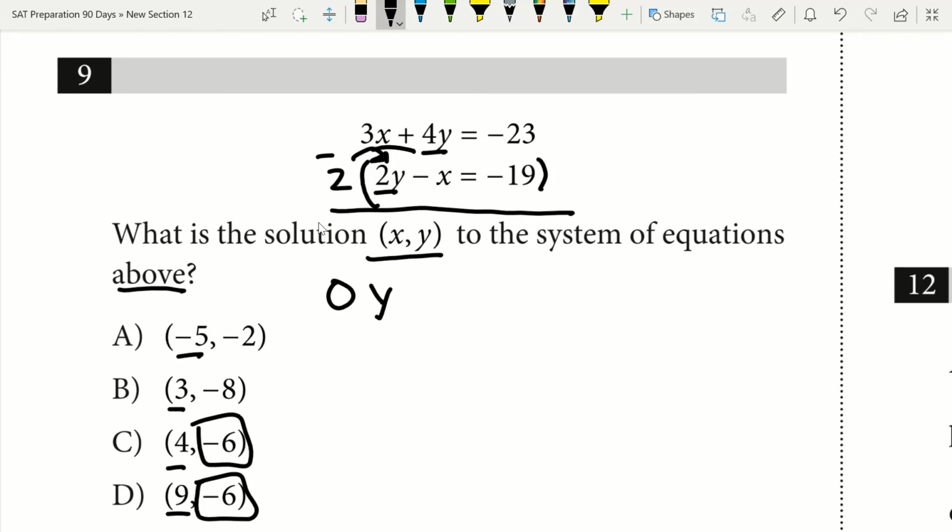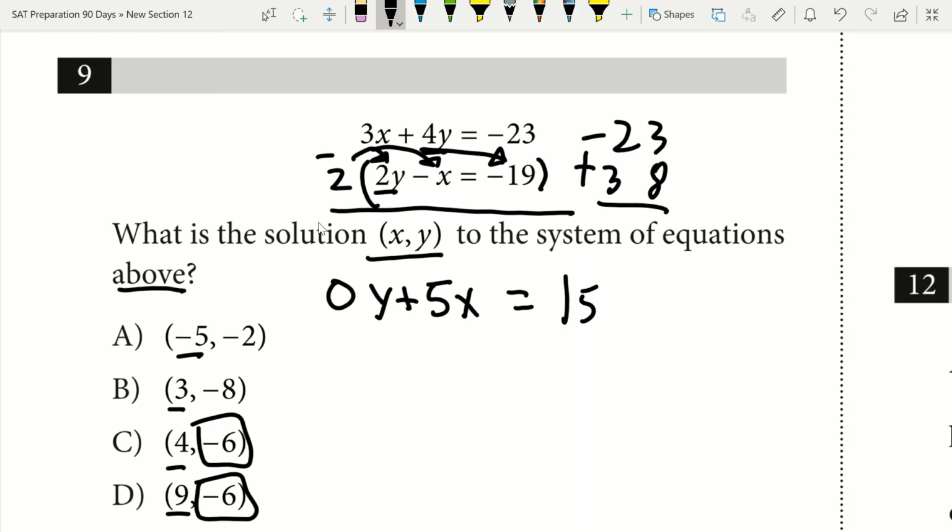I'll have 3x minus 2 times negative x. 2 times negative x gives me negative 2x. If I'm subtracting negative 2x, that's adding 2x. So I have 3x plus 2x, which gives me 5x. And then that's set equal to negative 23 minus 2 times negative 19. 2 times negative 19 gives me negative 38. Subtracting a negative 38 gives me plus 38. And that's going to leave me with 15.